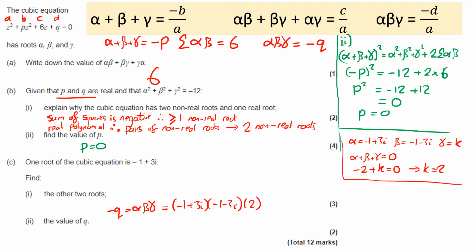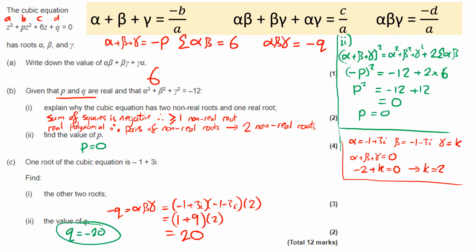You should probably get in the habit of knowing that if you multiply complex conjugates together, it's just the first number squared plus the second number squared, so that's just 1 plus 9 when we expand it out. It's sort of like a difference of two squares, but with a plus rather than minus. And so that's 10 times 2, that's 20 is our value of minus q. So our value of q is equal to minus 20.